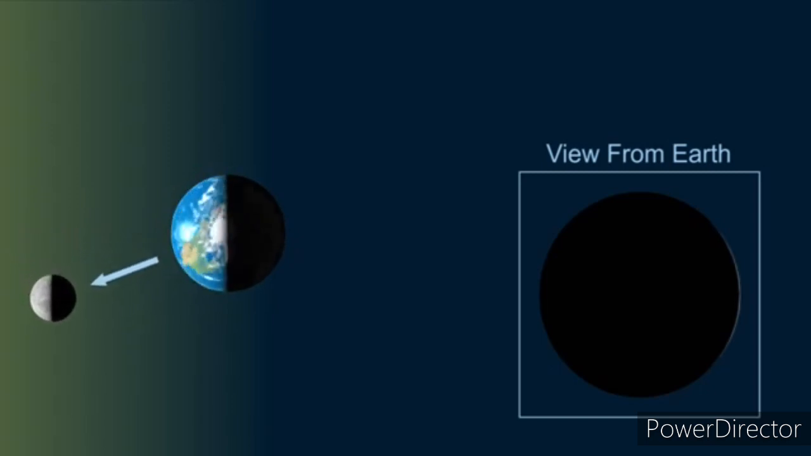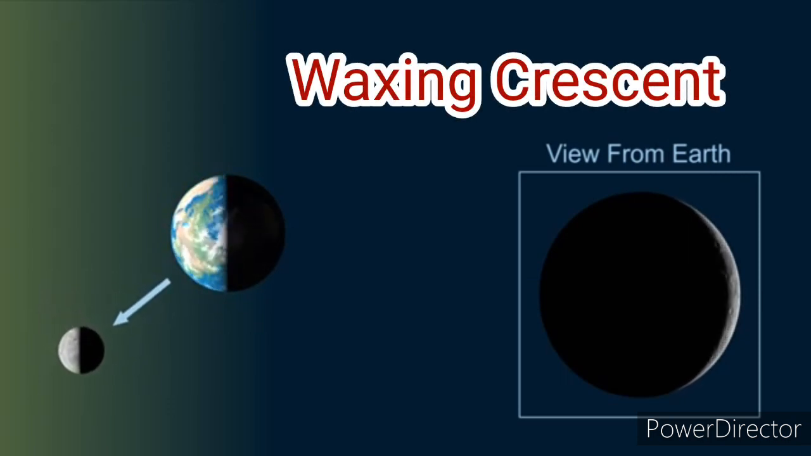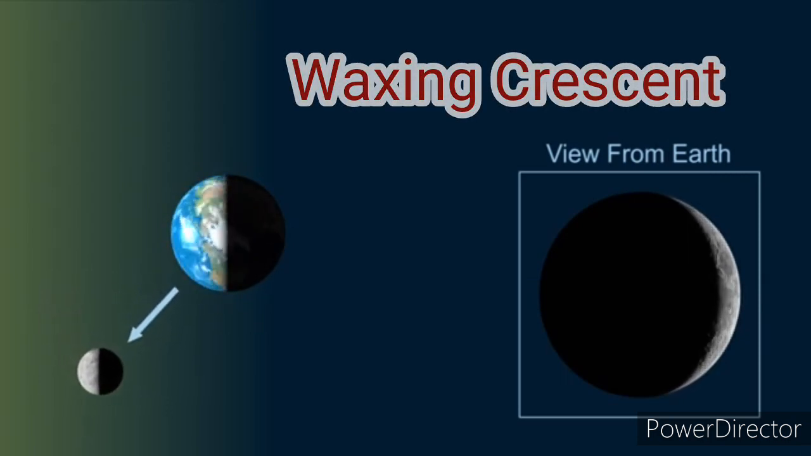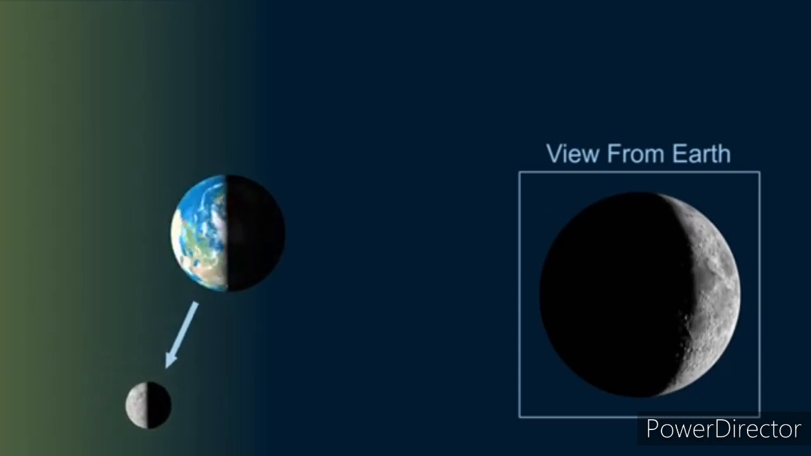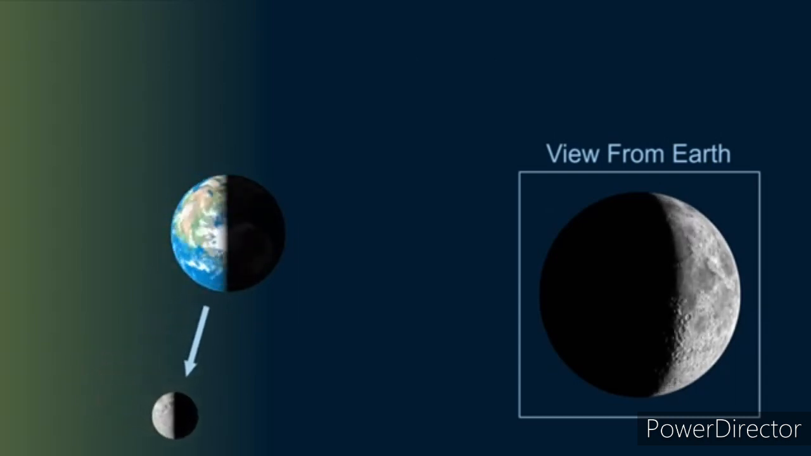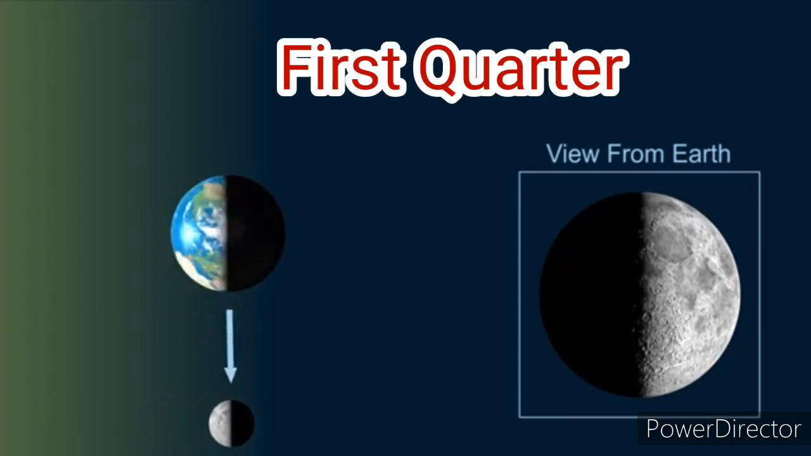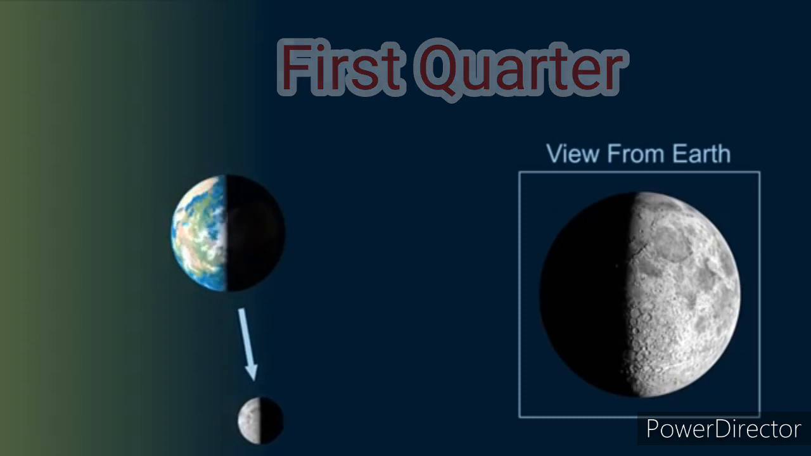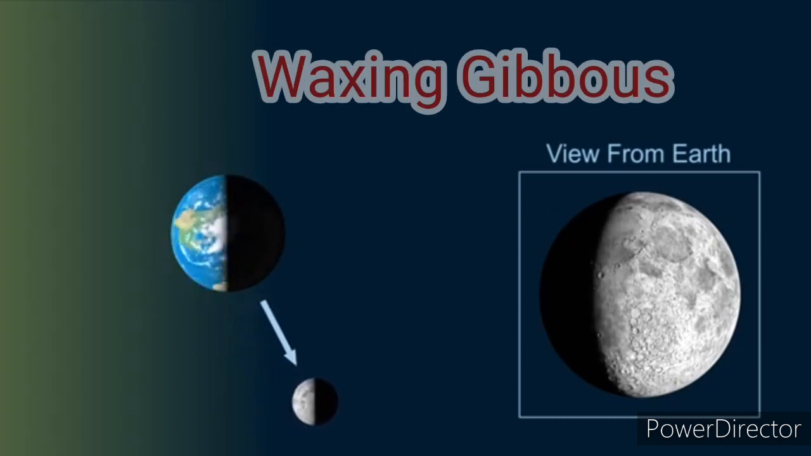A few more days pass by, and now we can see half of the moon. We call this half moon the first quarter. Why? Because we are a quarter of the way through the phases. Then a few more days and only a small portion of the moon is not lit up. This is called the waxing gibbous.